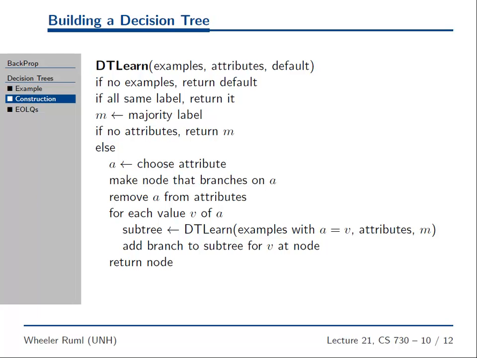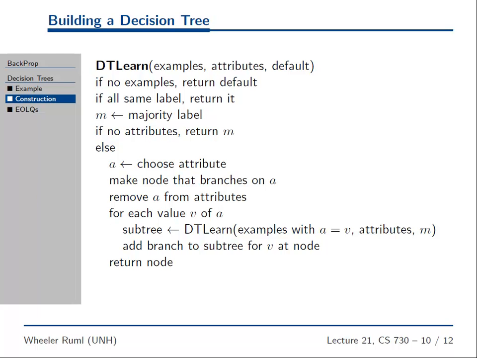So if there are no examples, we return the default. If they're all the same label, let's return that label, the one that they all have. Otherwise, figure out what the majority label is. If there are no more attributes left to branch on, then we return the majority label. You'd come to this if we're calling ourselves recursively, and if there's lots of noise in the data, maybe we've already branched on every single attribute, but still all the examples that filter down to here are heterogeneous. Then you just give the majority label. That's going to give the best classification accuracy. It's still going to get some wrong.